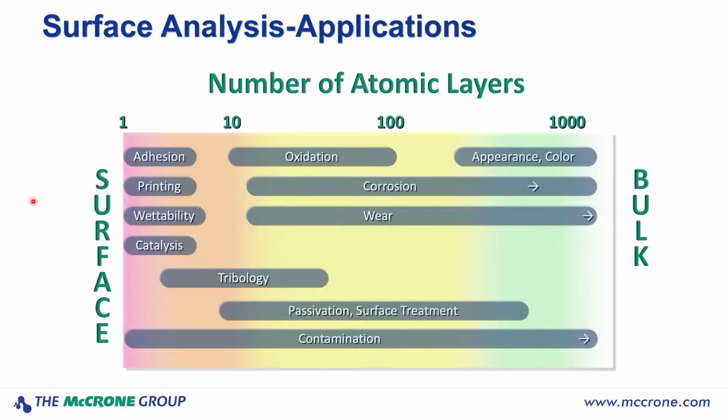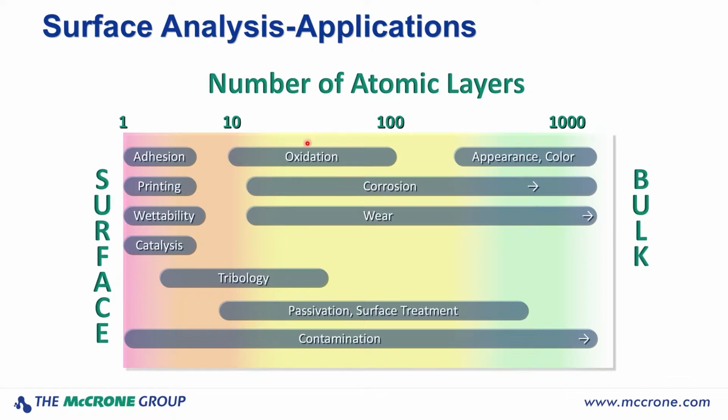What are some of the applications for these analytical techniques to analyze just the outermost surfaces of materials? Anytime two surfaces interact, or a surface interacts with a gas or liquid, especially at room temperature, the initial chemistry is going to involve those outermost atoms exposed on the surface of the solid material. So applications such as adhesion, where you're trying to get two surfaces to stick to one another, printing or wettability, where you're trying to get a liquid applied to a surface, will involve that outermost surface chemistry.